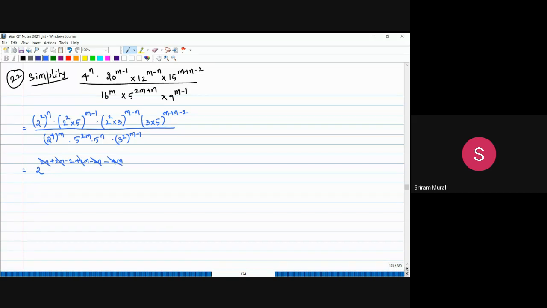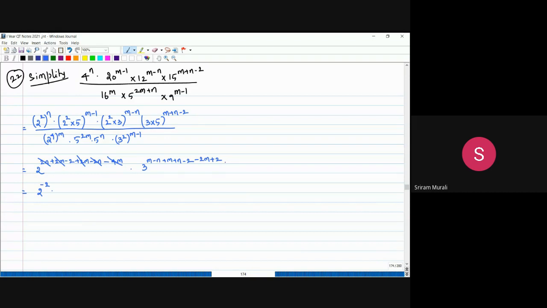Therefore it is 2 power, what is this? 2 square, the whole power minus 1. So 2 power minus 2. What about this term? It is 3 power. What are the powers of 3? 3 power m minus n plus m plus n minus 2. Do you have any more 3? Yes, the denominator. If it comes to numerator, it is minus 2m. Minus into minus becomes plus 2.